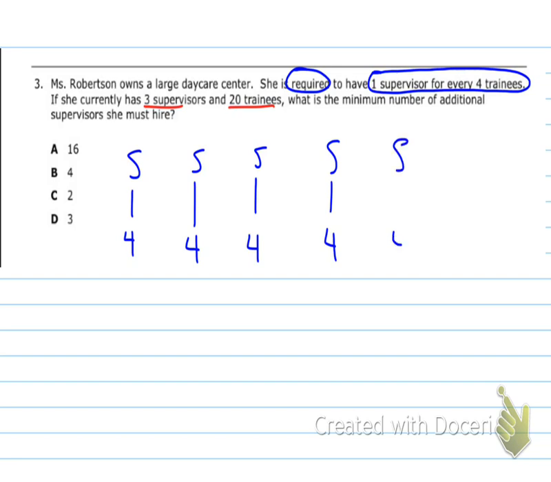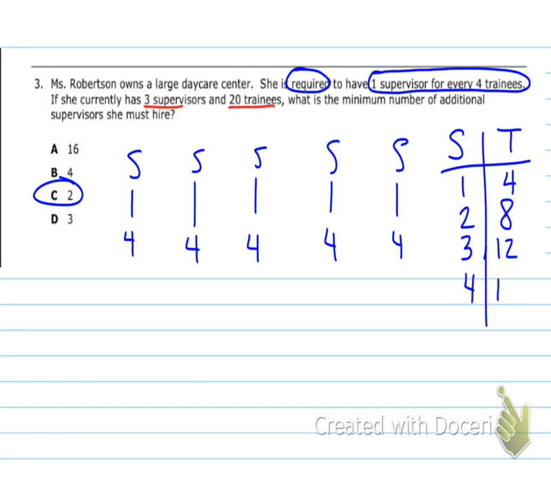What they figured out was that if you go and add them up, what's 4 plus 4 plus 4 plus 4 plus 4? Well, that's 20. And that means I should have 5 supervisors. So I'm supposed to have 5. I only have 3. So how many more do I need? 2. Now, some people even drew stick figures. I saw some people make a table. Make a table if that works. I mean, if you see the pattern, use the pattern.